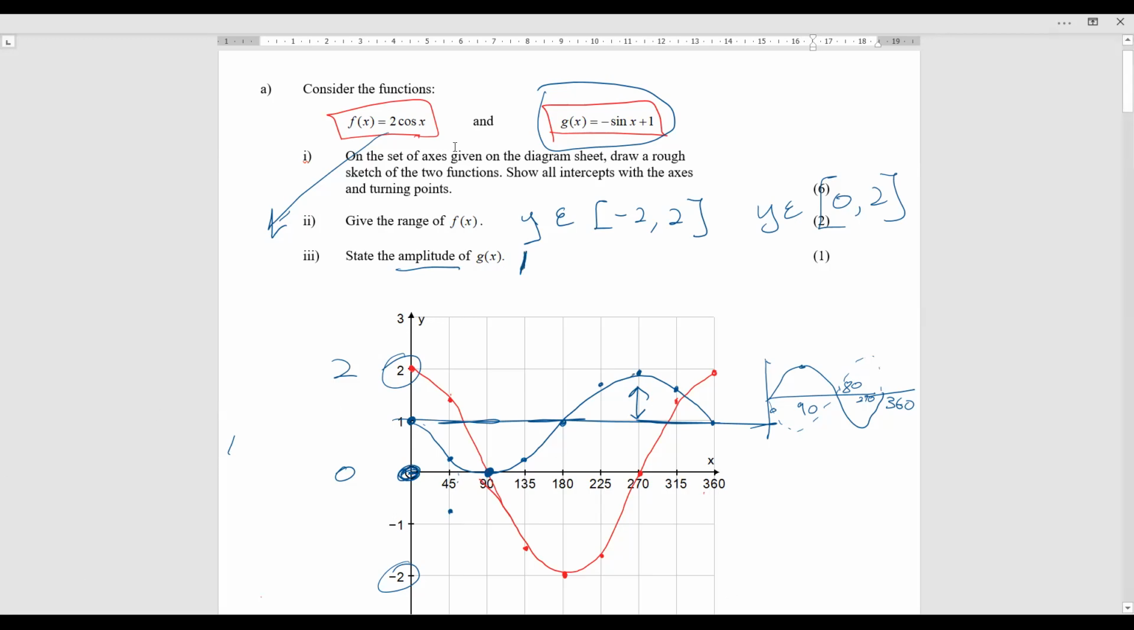What is the period of the cos graph? The period of this cos graph, to complete its whole cycle, is 360. The period of the sine graph is also 360. So that's a 1 mark question. Good question.